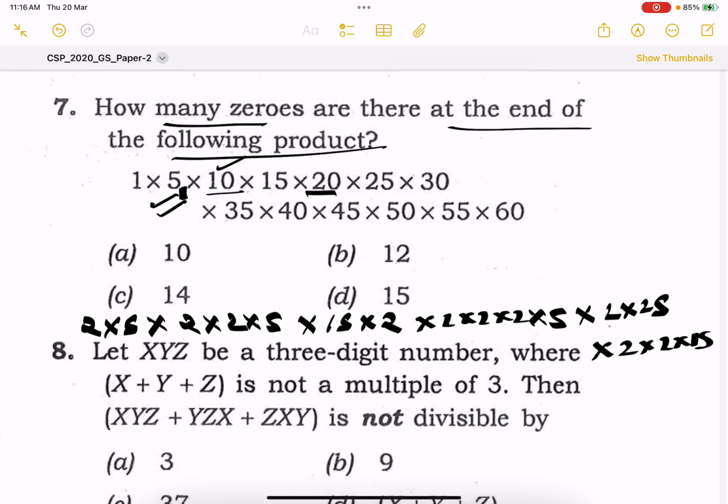First 2 would be appearing in this, the second in this, and so on. So we just expand the expression only where the 2 is there. So 2 into 5 is 10, 2 into 2 into 5 is 20, 15 into 2 is 30, 2 into 2 into 2 into 2 into 5 is 40, 25 into 2 is 50, and 2 into 2 into 15 is 60. So we'll count the number of 2s here: 1 2 3 4 5 6 7 8 9 10. So the number of 2s is 10, so the number of zeros would be 10. So the answer to this question would be 10.